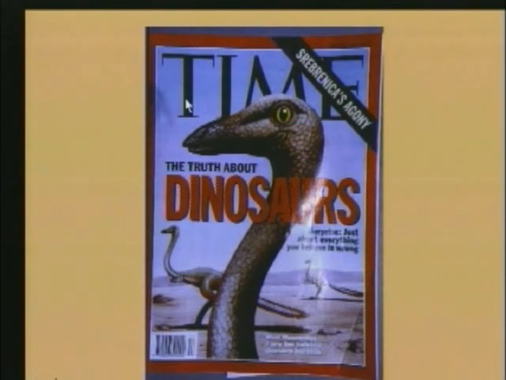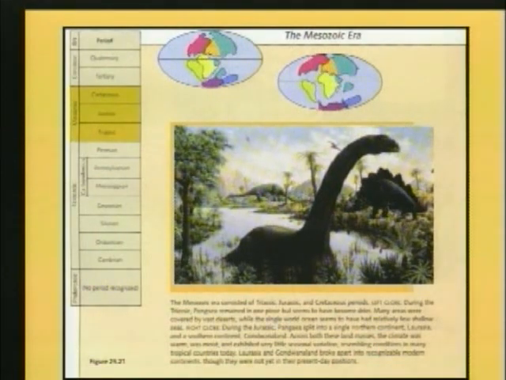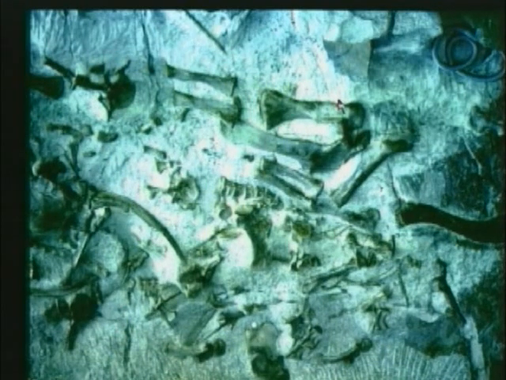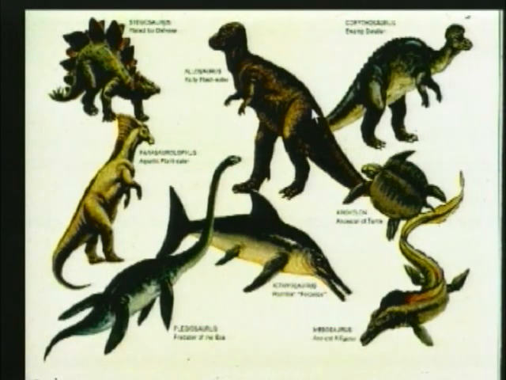So dinosaurs, did they exist? Well, obviously they must have. We find the fossils, huge creatures. At the Morrison Formation over here, Dinosaur National Monument, they are digging them out. In the Karoo Basin, they're digging them out. All over the world, they're digging them out. Giant bones, but orientated in stream directions.